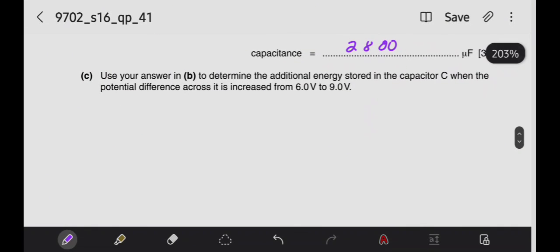Use your answer in B to determine the additional energy stored in the capacitor C when the potential difference across it is increased from 6 to 9 volts.